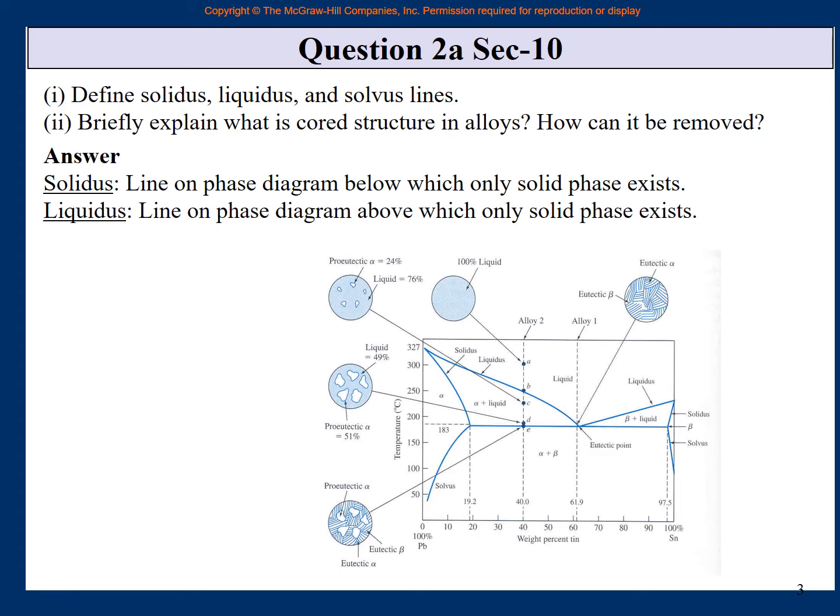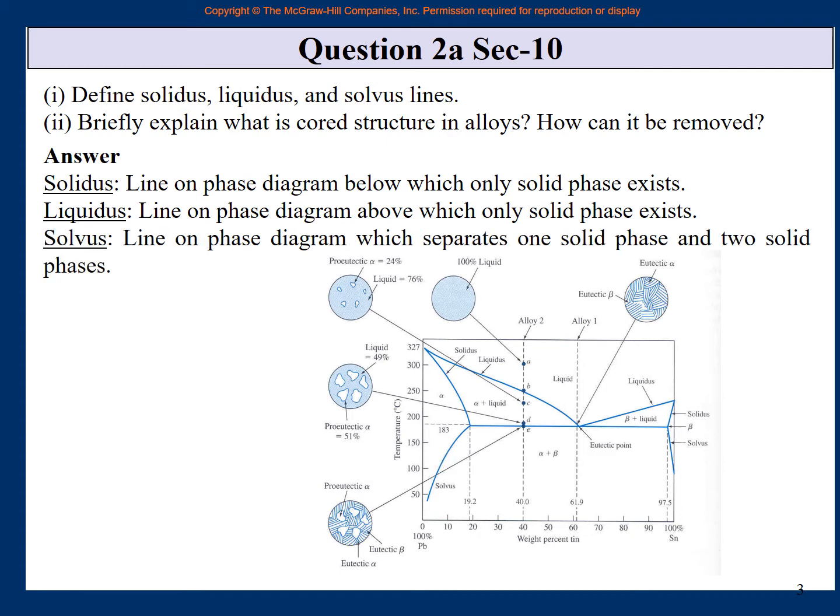And solvus exists in non-isomorphous systems. In an isomorphous system, solvus is not there, but here the solvus line is there. This is the solvus line. So it is the line on the phase diagram which separates one solid phase and two solid phases. If this is the solvus line, on one side is alpha, on the other side is alpha and beta. If this is the solvus line, on one side is beta, on the other is alpha plus beta. So the solvus line is the line at which you have on one side only one solid phase, on the other side two solid phases.